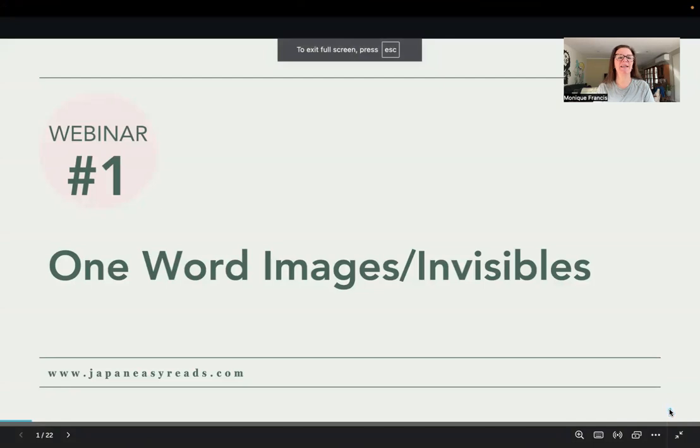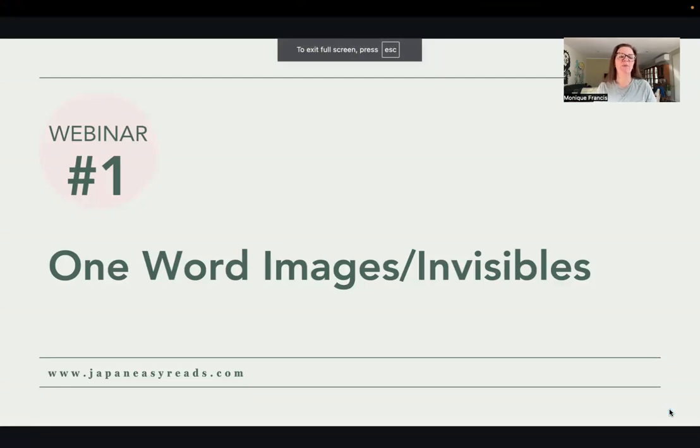Okay, let's make a start. Webinar number 1 is all about one-word images or invisibles. When this was suggested as one of the topics for our webinars, I was really thrilled, because one-word images are a real game changer as far as really harnessing the creativity and the engagement in your classes.